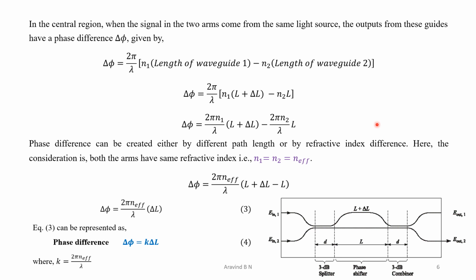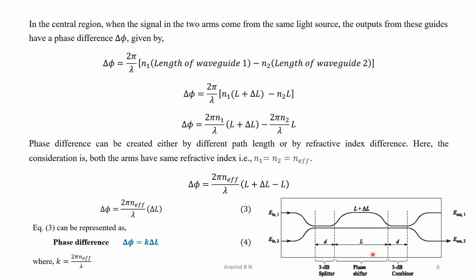Further, at the second part, that is the central region, we need to identify the phase difference. The phase difference is given by delta phi equals 2 pi by lambda into n1 into the length of waveguide 1 minus n2 into the length of waveguide 2. As I told you before, the upper one I am going to take as waveguide 1, and the lower one as waveguide 2, and this is the central region we are considering.